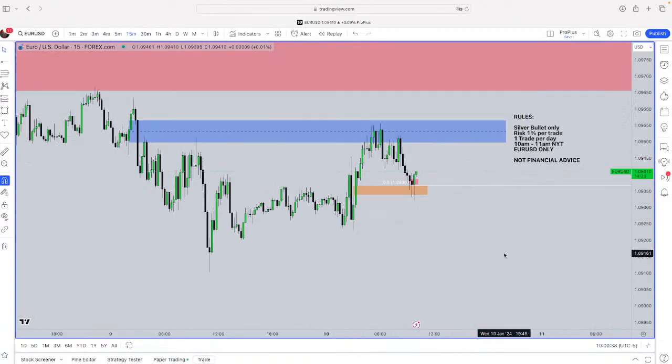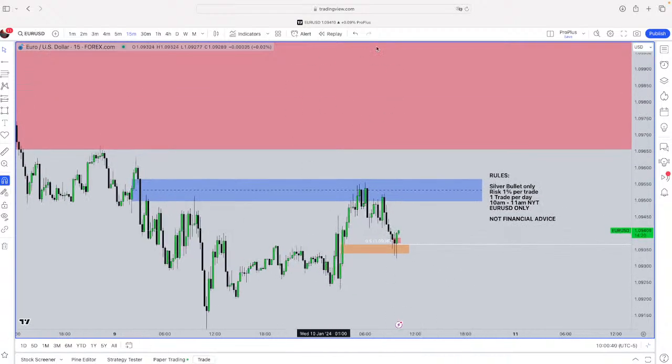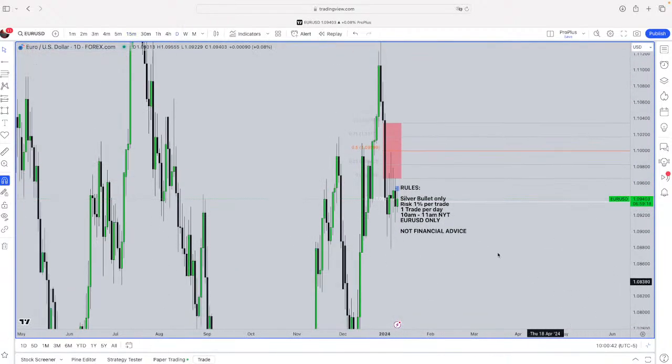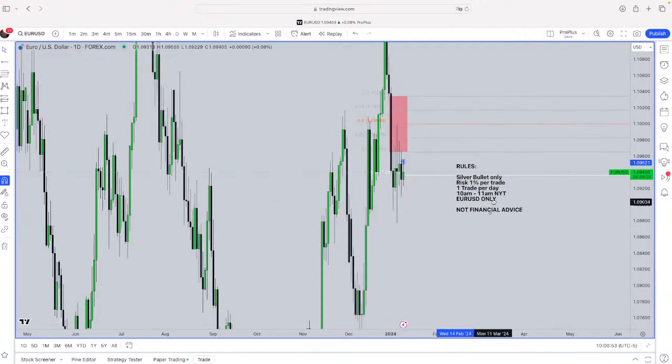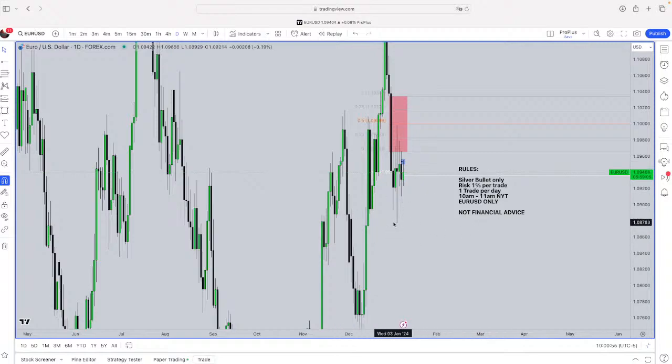Let's move over here. This big pink box is a daily, that's daily SIBI. Over here, price couldn't even reach the consequent encroachment of that, so it shows that it's a bit bearish. So we're looking for bears on the higher time frame. Then the next thing will be that sell side down here.